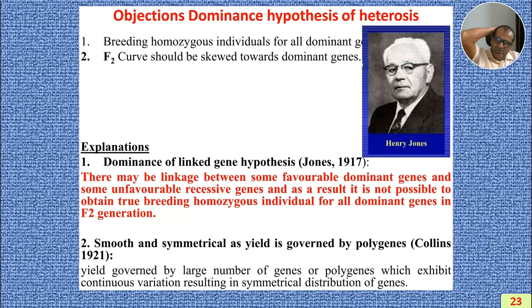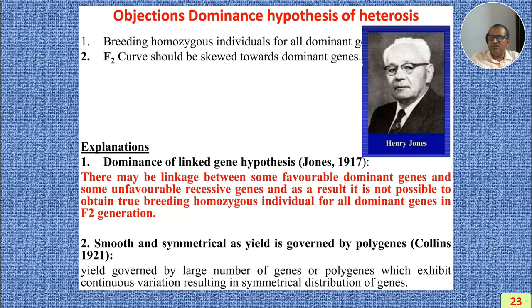There were a lot of debates on the dominance hypothesis. Many times Donald Jones also informed that the F2 curve should be skewed towards the dominant genes, and in 1917 Jones proposed the dominance of linked genes hypothesis. There may be a linkage between some favorable dominant genes and some unfavorable recessive genes, and as a result it is not possible to obtain true breeding homozygous individuals for all dominant genes.